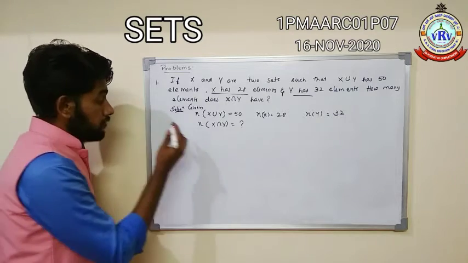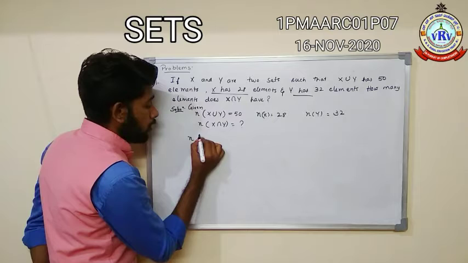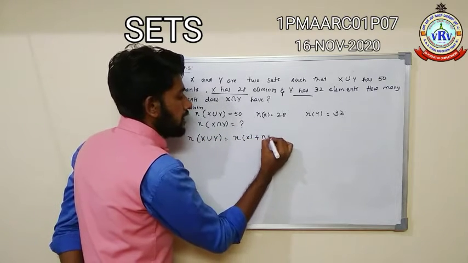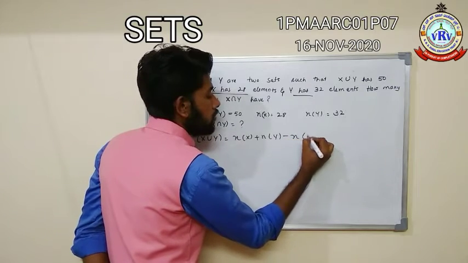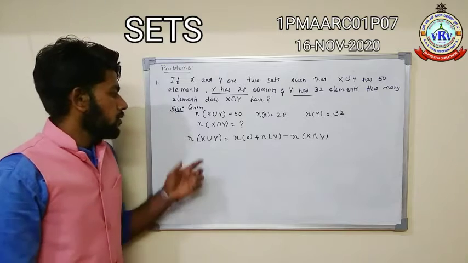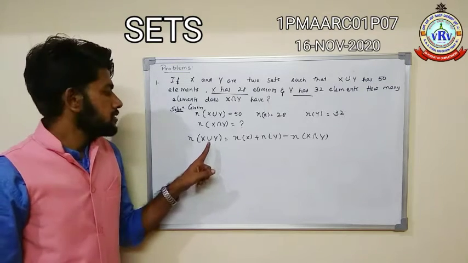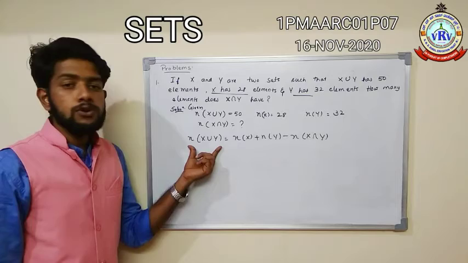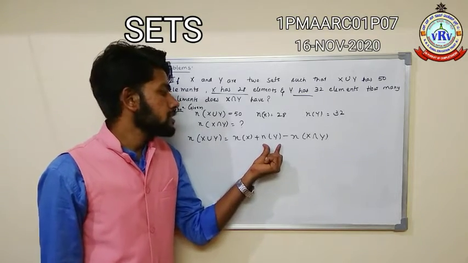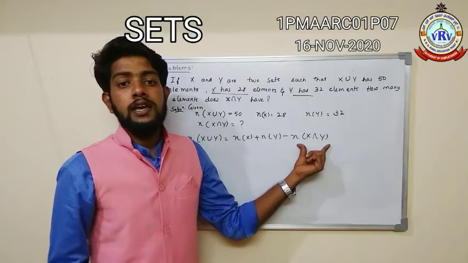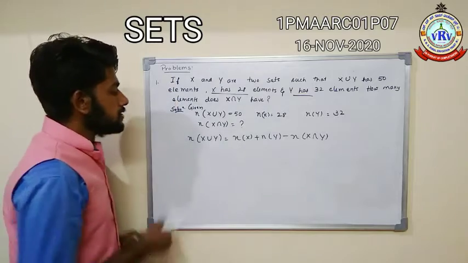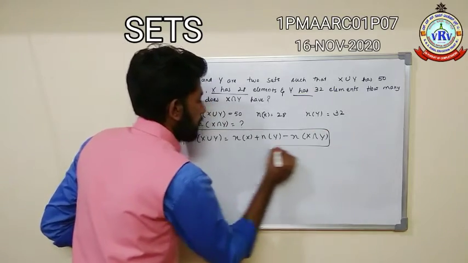In the previous video, we have studied the formula: n of x union y is equal to n of x plus n of y minus n of x intersection y. Okay, for any two sets, the number of elements in the union of those two sets is equal to the number of elements in one set plus the number in the second set minus the number in the intersection of those two sets. This is the major formula.